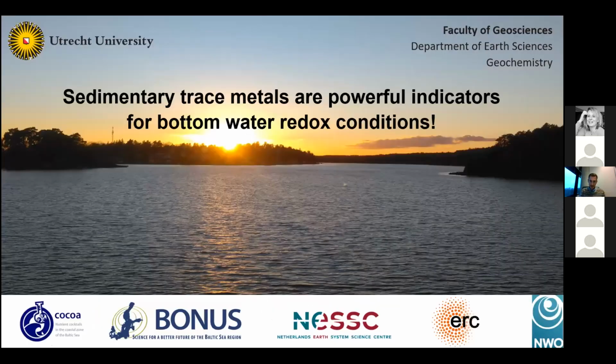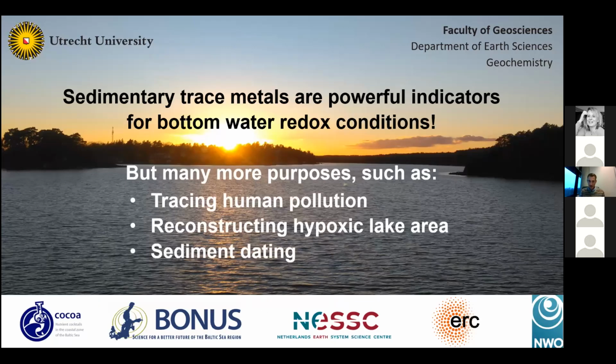Okay, then I get to my last slides. I think I've shown that sedimentary trace metals are very powerful indicators for bottom water redox conditions. That was, of course, also my title, but I think there are many more purposes, such as tracing human pollution, reconstructing hypoxic lake area, and sediment dating.